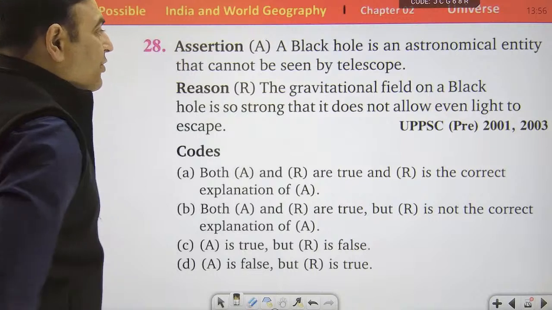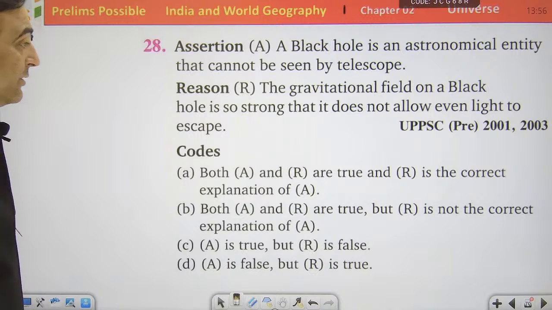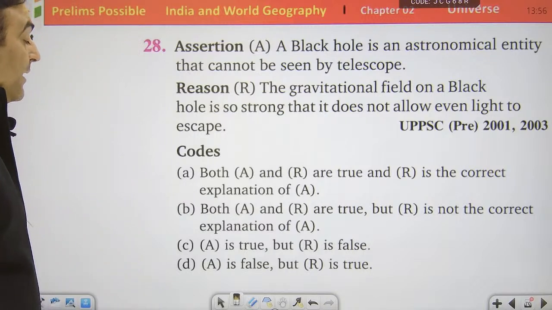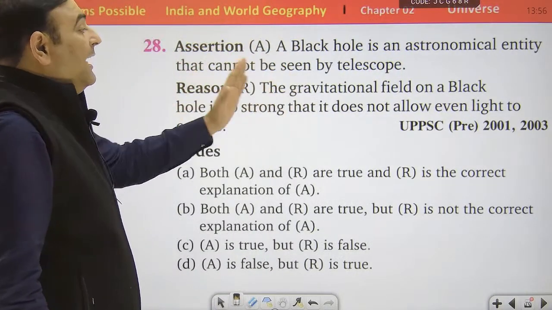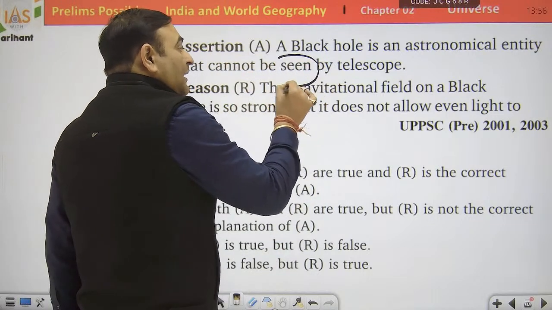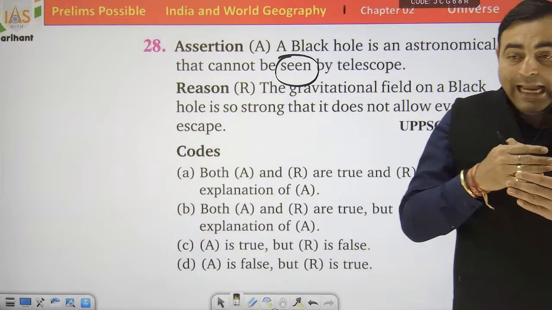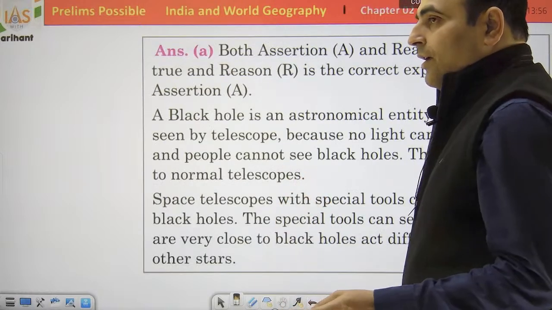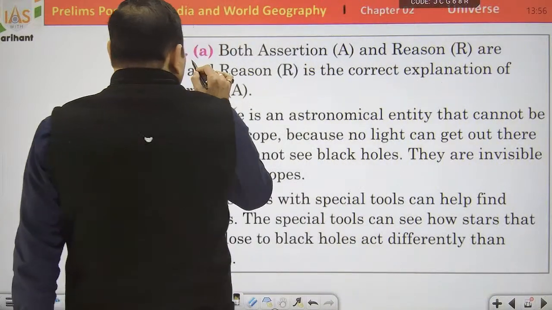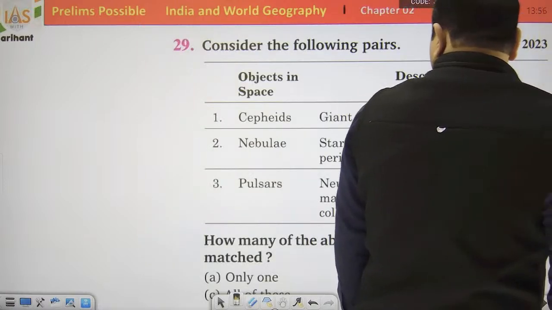Assertion: A black hole is an astronomical entity that cannot be seen by telescope. Reason: The gravitational field of a black hole is so strong that it does not allow even light to escape. Which one of these is right? A and R are true and R is the correct explanation. Anything which can be seen requires a process of reflection. If the light cannot pass through it due to its high density, then it cannot be seen. Hence, option A is correct. Clear? Next question.